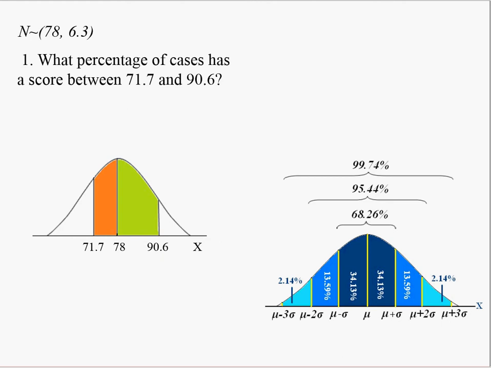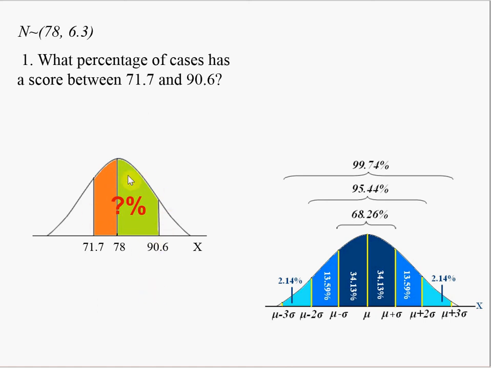For this distribution, the mean is 78 and the standard deviation is 6.3. Okay, now, what percentage of cases has a score between 71.7 and 90.6? What percentage of cases lie between these two values, 71.7 and 90.6? We need to find the size of this area.